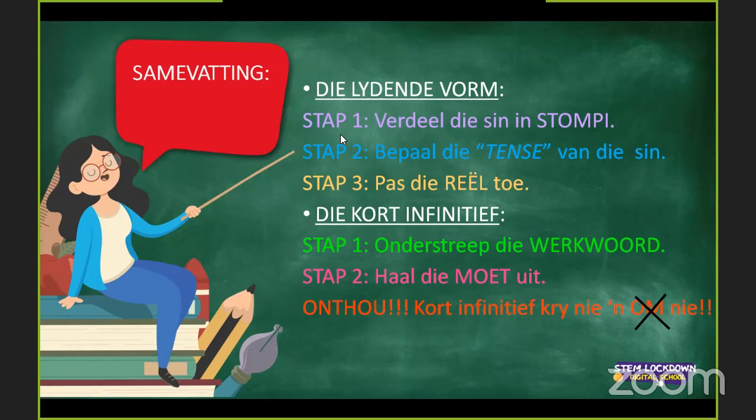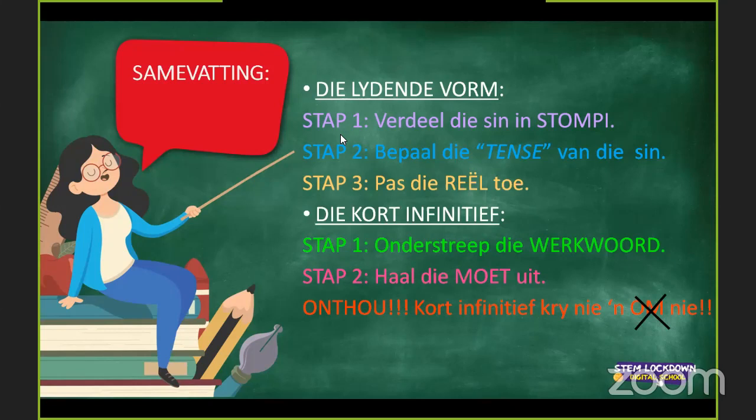Stap twee, bepaal die tense van die sin. Very important to determine the tense. Otherwise, you don't know if you have to use word, is, or sal. Okay, that is extremely important. Then stap drie, pas die reël toe. Apply the rule like I've given you. Write stompies in a V and go from there. See if that way of doing a Lydende vorm sentence works for you.